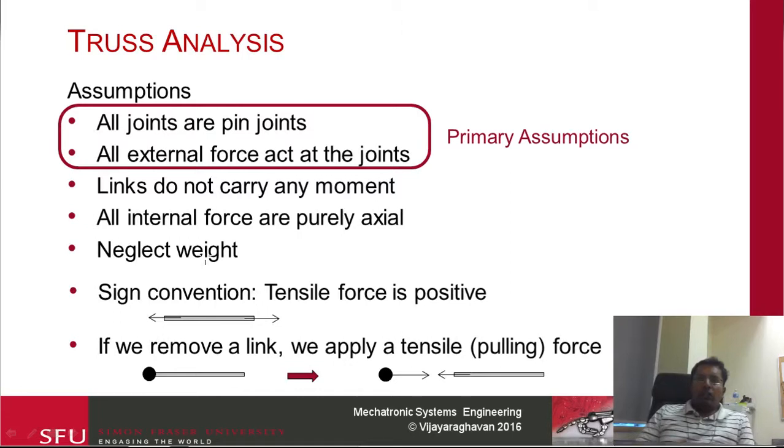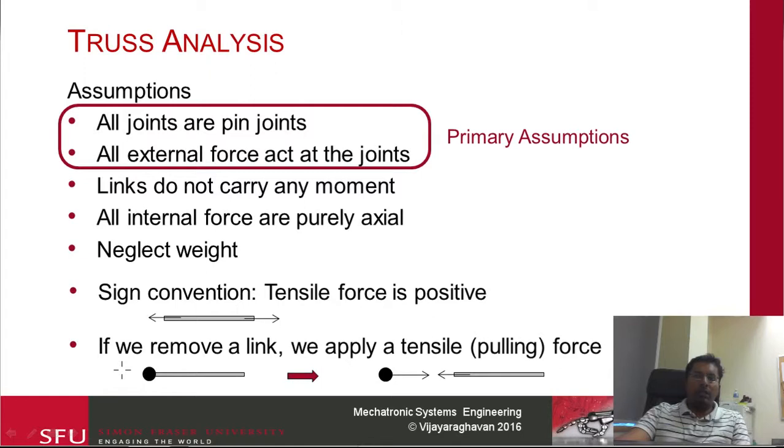The sign convention that we use is when we say we have a tensile force, we basically call it a positive force, which is basically if I have a link like so, and then I'm pulling on it. That is a positive or a tensile force. And then if I'm trying to squish the link down, that is compressive, and the sign convention for it is negative.